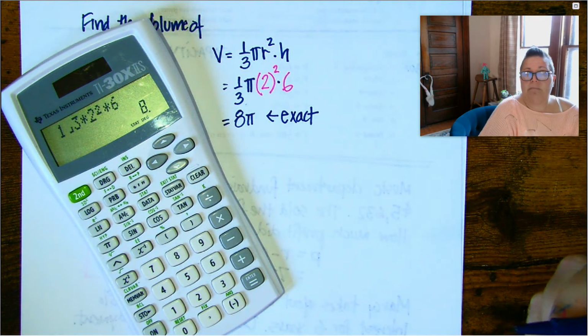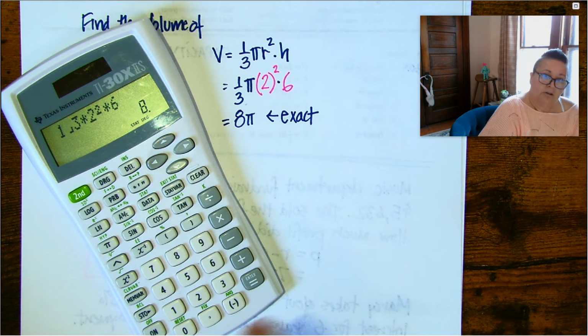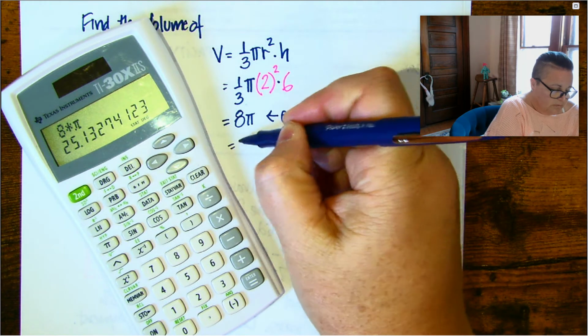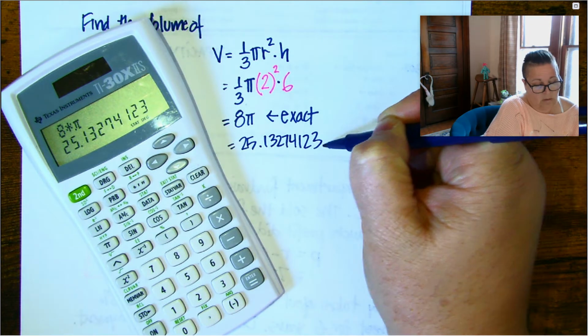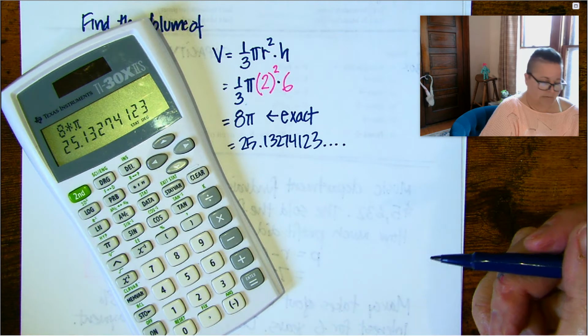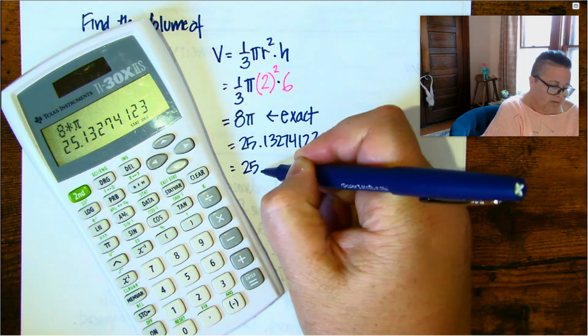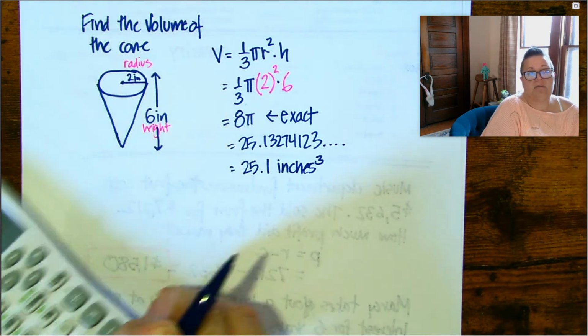This is known as an exact answer. We talked, I believe, a little bit earlier about how pi is 3 or 3.14 or 3.14159. So since pi can be rounded to many different values, 8 pi is known as an exact answer. On your calculator, you can now do 8 times pi, and this will give you 25.132741123, and it will keep going. And then you just need to round to whatever place value they want. So I'm going to do 25.1, and these will be inches cubed because those were inches.